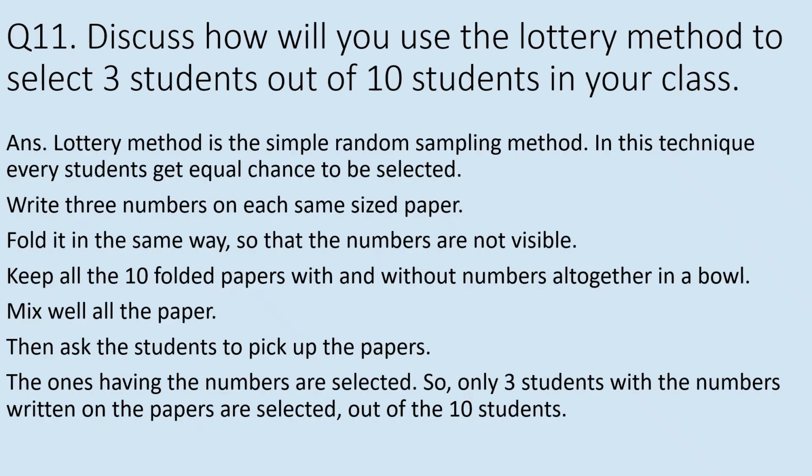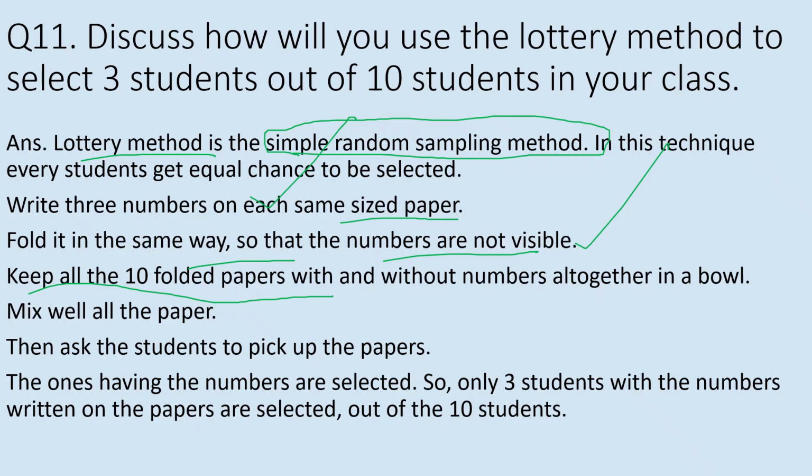Question number 11 says, discuss how you will use the lottery method to select 3 students out of 10 students in your class. The answer is, we know the lottery method is a simple random sampling method. So this is important. In this technique every student gets equal chances to be selected. For this we will write 3 numbers on separate same-sized papers, fold them in the same way so that the numbers are not visible, and take all 10 papers folded in the same way.